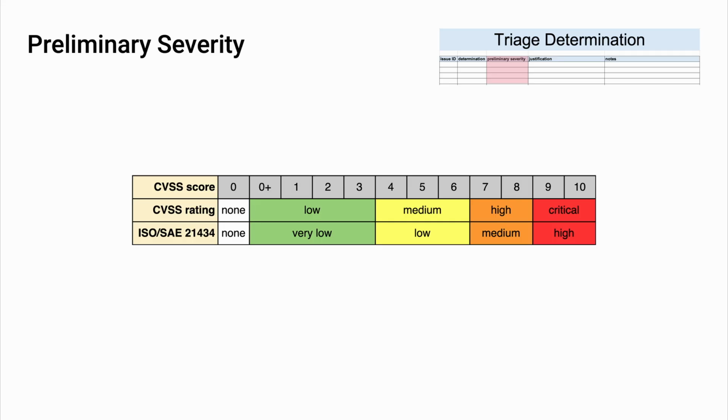Unlike the CVSS ratings, the ISO SAE 21434 ratings don't specify what values should align to. The AVCDL chooses to align them to the CVSS rating ranges. Your organization might use something completely different.